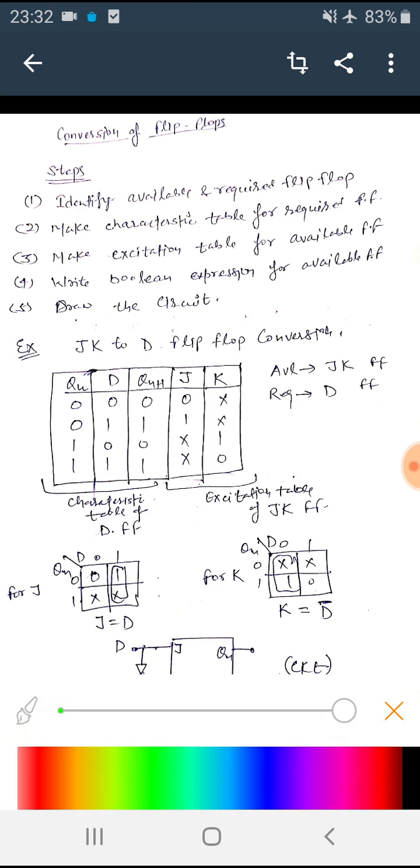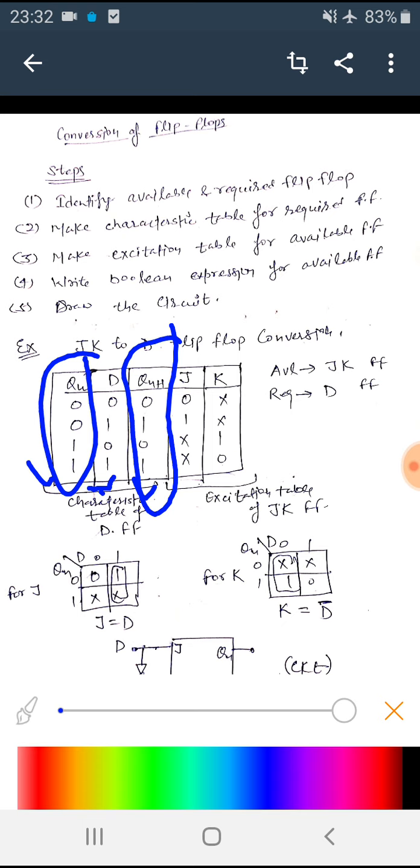Okay, and if it was 1 and I need to remain in state 1, then I will give D equal to 1. Similarly, if Qn is this one and we want Qn+1 to be this, we can have the excitation table as we have just seen. So this is how we combine both the characteristic and excitation table. The characteristic table is written for the flip-flop that is required, and the excitation table is for the available flip-flop.